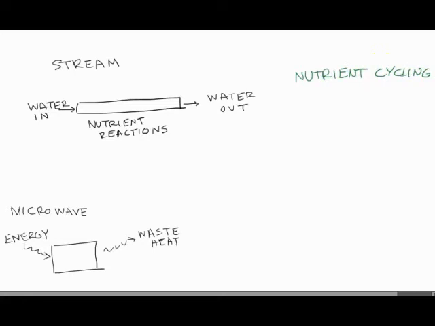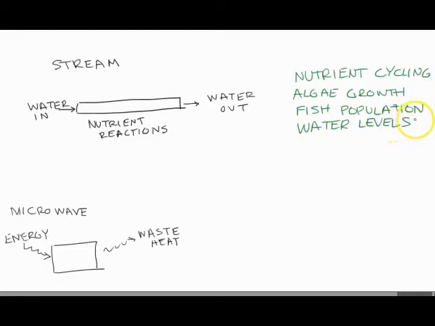Finally, for this stream, let's say we're interested in nutrient cycling or changes in nutrient concentrations over the length of stream that we're considering. So we could look at that, or algal growth, fish populations, water levels, etc. So all of these processes are continuous, right? Because you have water and nutrients, metals, fish, whatever, flowing across your system boundaries.